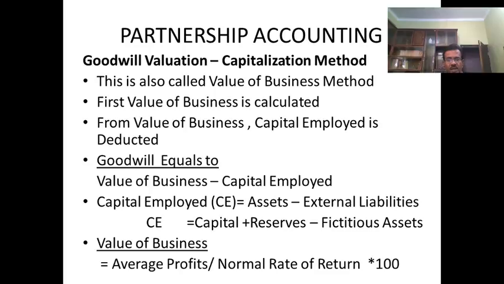Okay, this is another method called the capitalization method. It is also called the value of business method. First, the value of business is calculated. From the value of business, capital employed is deducted. Goodwill is equal to value of business minus capital employed. Capital employed formula you already know, and value of business is the average profits by normal rate of return into 100.